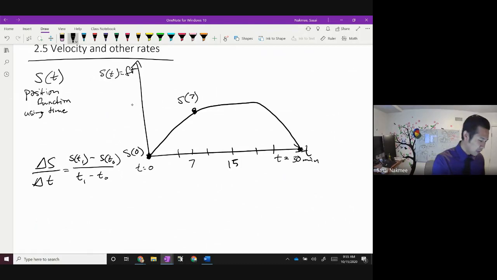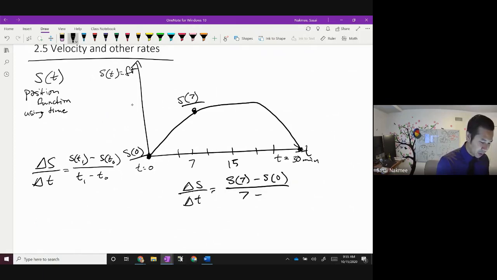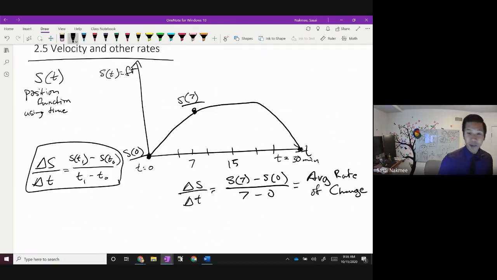So for example, here we can say the average rate of change from this point to this point would be s of 7 minus s of 0 over 7 minus 0. And this, of course, will tell us the average rate of change. This is nothing new. We've seen this before, and that's where this comes from.